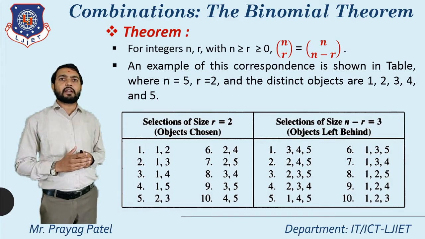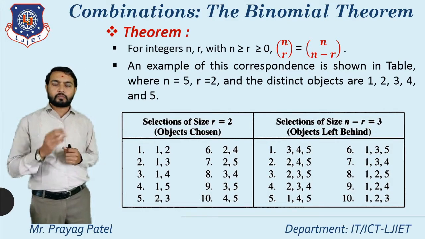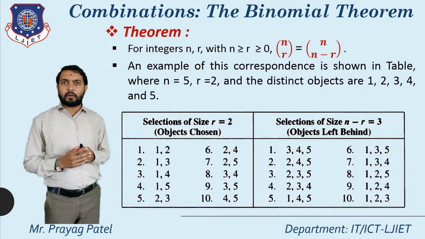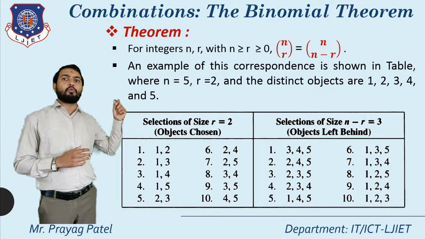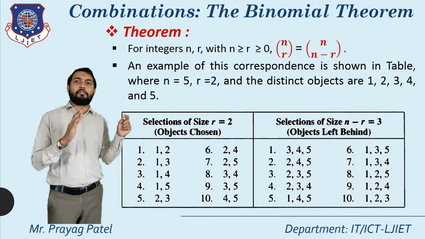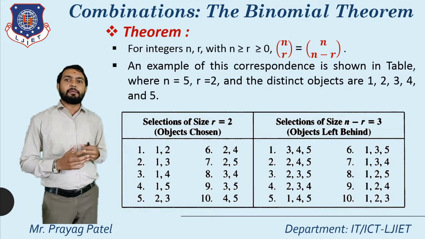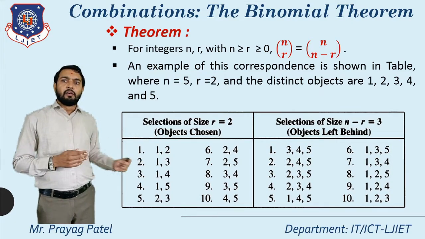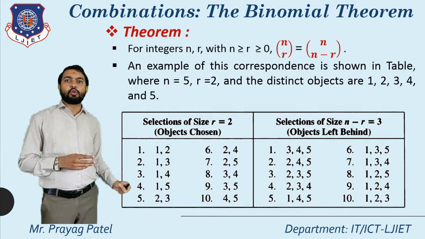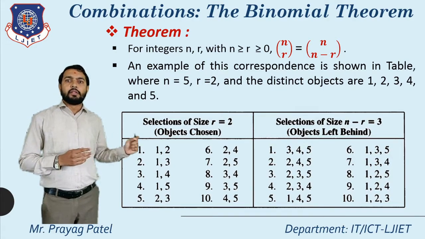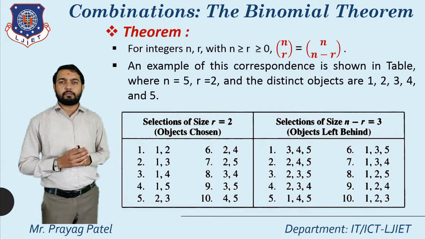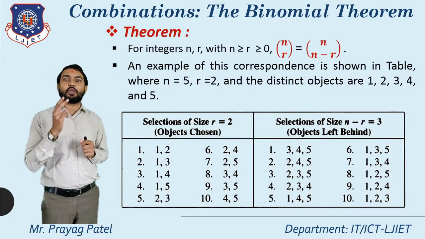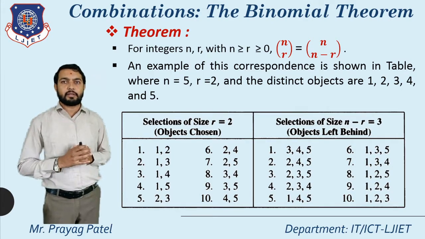So your distinct objects are 1 2 3 4 5. 5 elements available. N equal to 5 means 5 elements available, r equal to 2 means you have to select 2 elements from the available 5 elements. Now what are the different possibilities? First is 1 2, 1 3, 1 4, 1 5, then 2 3, 2 4, 2 5, then 3 4, 3 5 and 4 5. So see here total 10 possibilities for selecting 2 elements from the 5 elements.